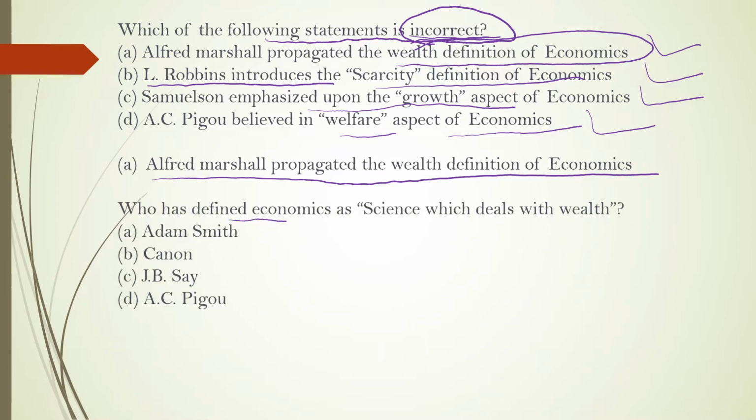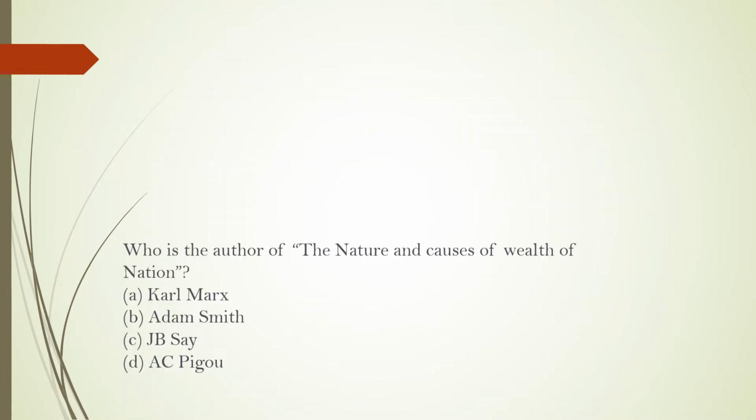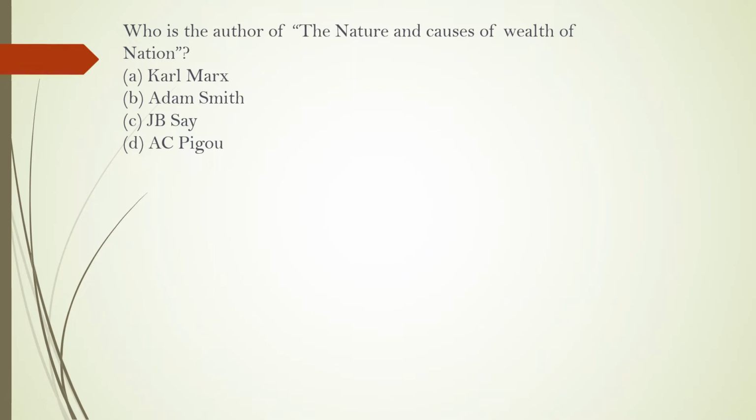Who has defined economics as a science which deals with wealth? Economics as a science that deals with wealth was given by J.B. Say. The right answer is J.B. Say. Who is the author of The Nature and Causes of the Wealth of Nations, popularly known as Wealth of Nations? So that is Adam Smith. The right answer is Adam Smith.